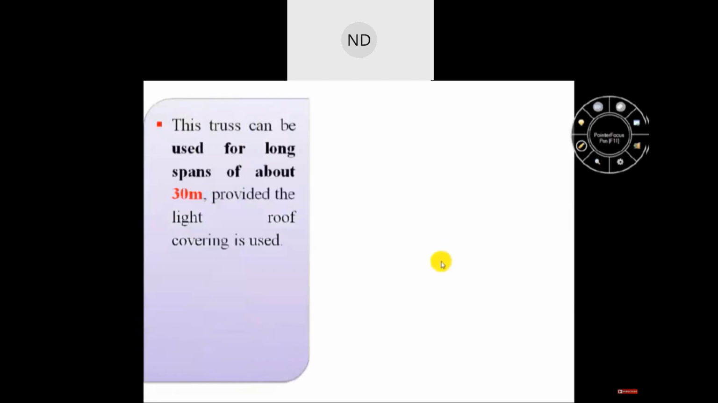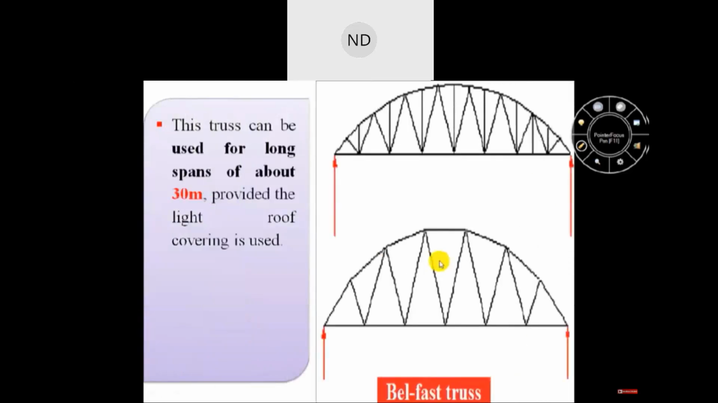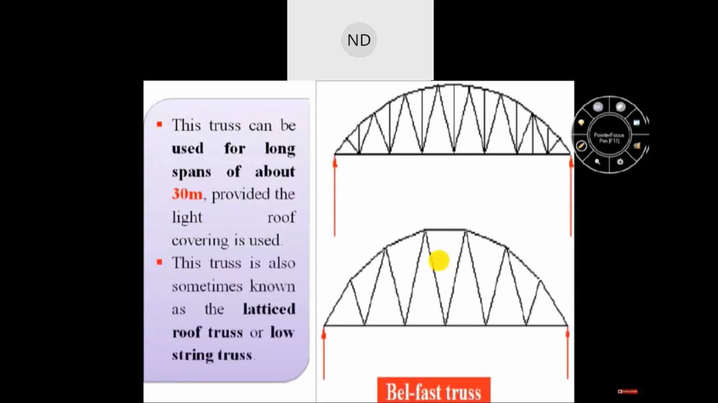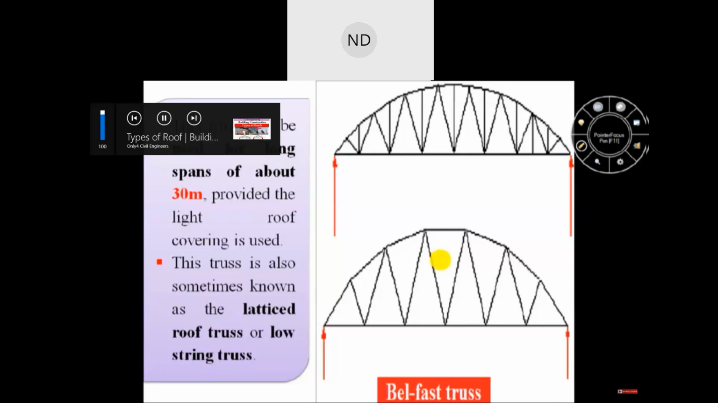This Belfast truss can be used for long spans of about 30 meters, provided a light roof covering is used. This truss is also sometimes known as the lattice roof truss or no string truss.